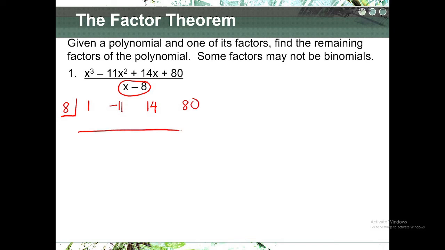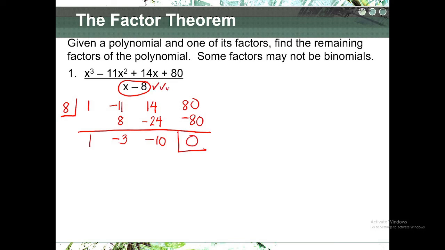Let's do synthetic now. Bring down 1. Multiply 8 and 1. That's 8. Combine negative 11 and 8. Negative 3. Multiply 8 and negative 3. That's negative 24. And you have 14 and negative 24. That's negative 10. 8 and negative 10. That's negative 80. Thus giving us a 0 remainder.